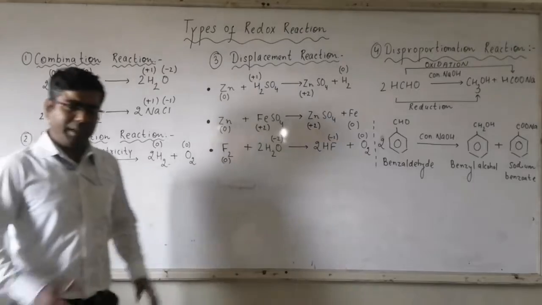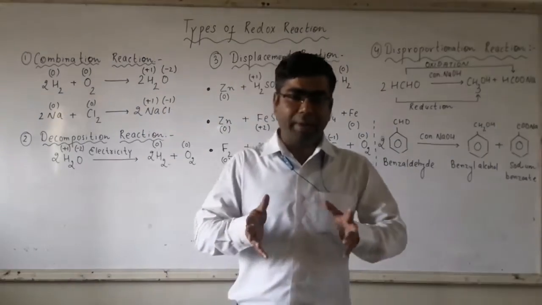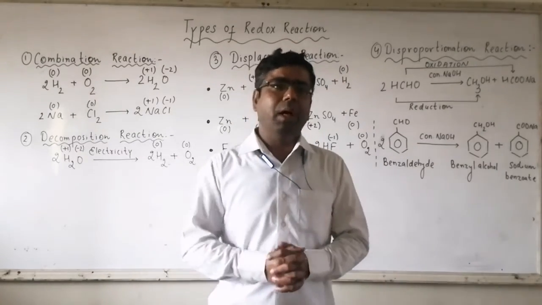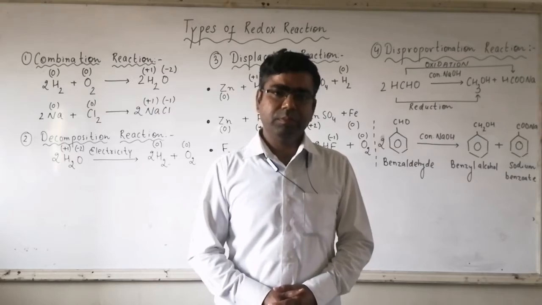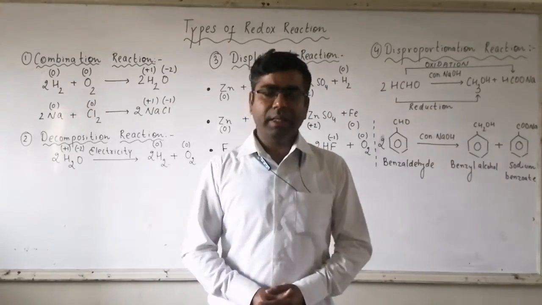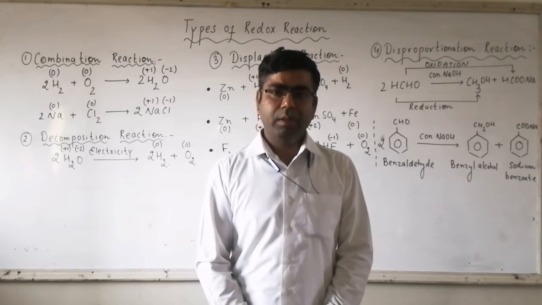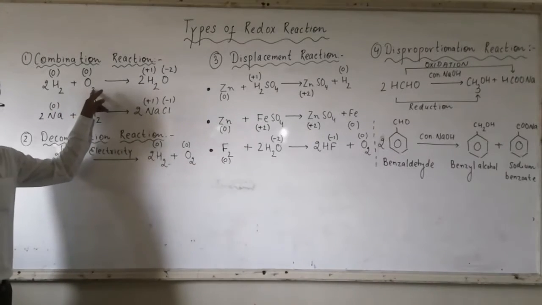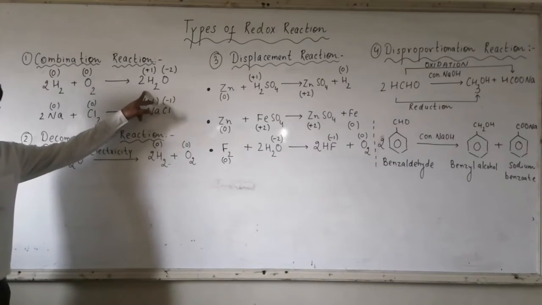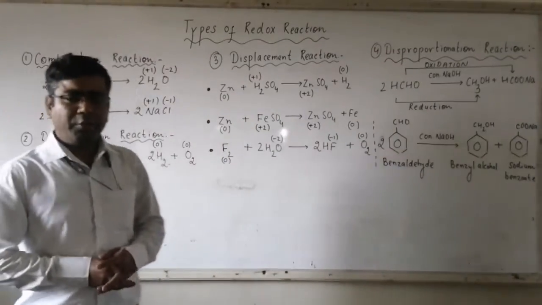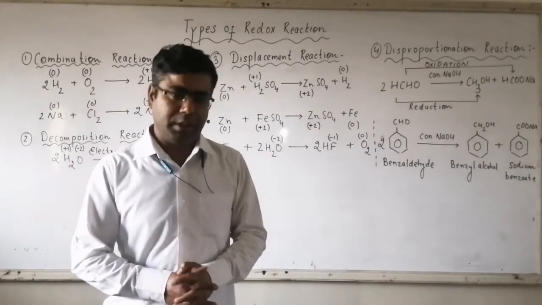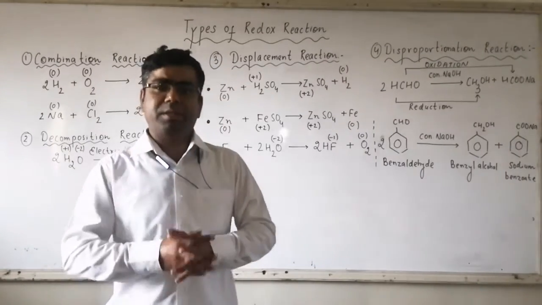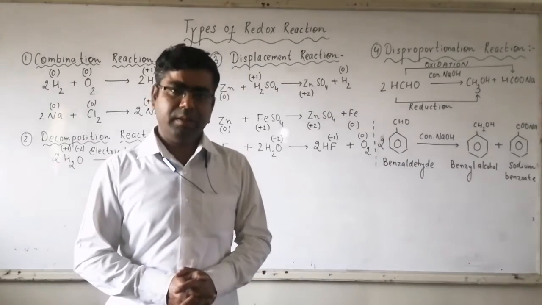type first, combination reaction. You know it very well what happens in combination reaction. Two reactants react to form a single product. A plus B gives you AB is called combination reaction. Now, example, H2 reacts with O2 to form H2O. Dihydrogen gas reacts with dioxygen gas to form water. It is a type of combination reaction, and it is also a type of redox reaction.